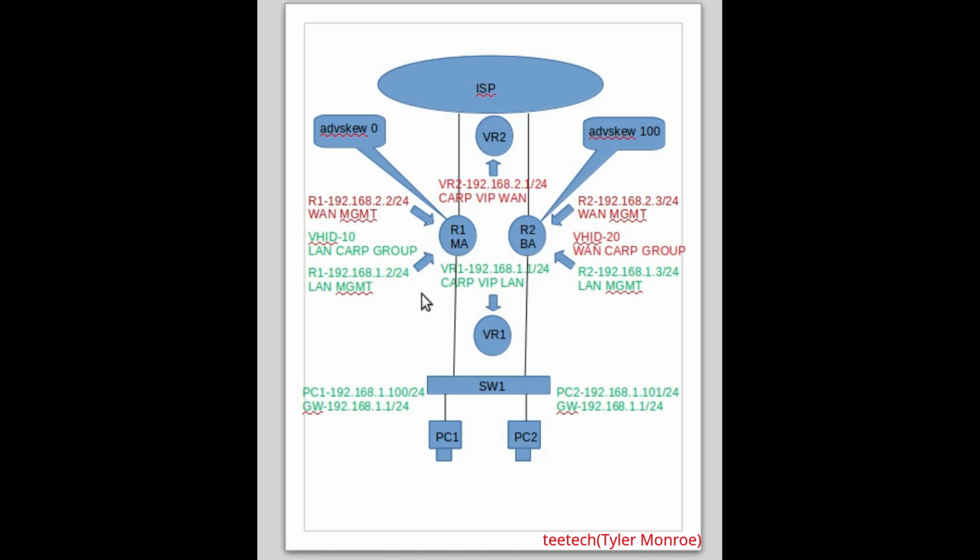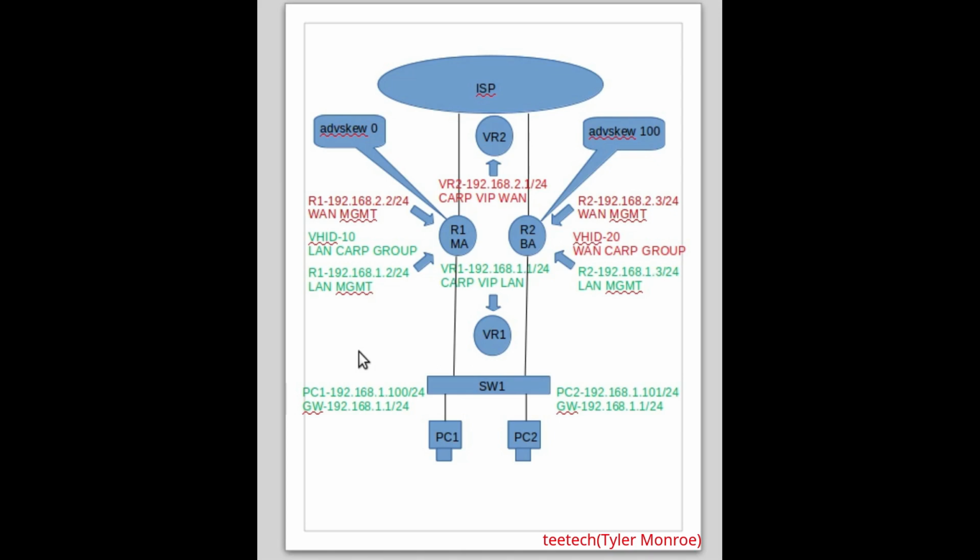Now, they do have normal IPs. The 192.168.1.2 is the normal IP for R1, and vice versa for R2. But they need to be in a group to manage the virtual IP. Now, only one of them will own that IP at a time. But that's decided by the state of master or backup.